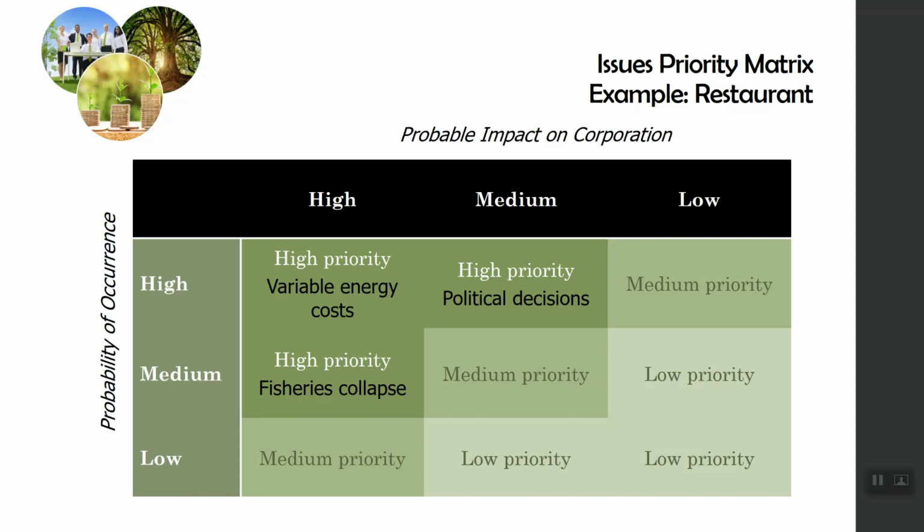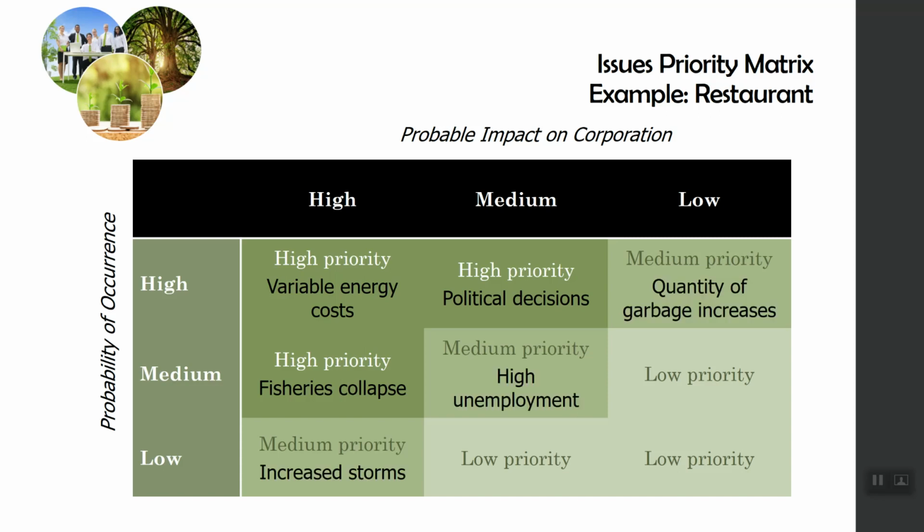Then for a restaurant, a fisheries collapse may have a medium chance of happening, but could be quite devastating to menu prices or availability. High priority issues require daily monitoring. The business needs to be constantly aware of the issue and use operational checklists to help with the monitoring.